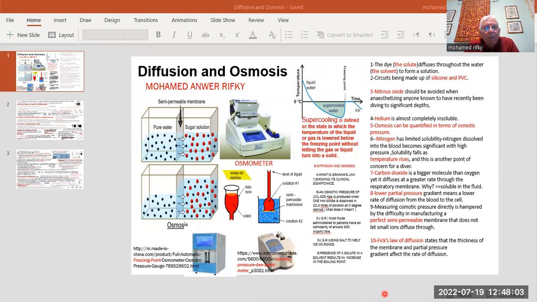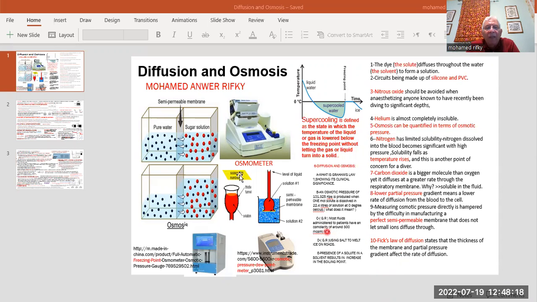بسم الله الرحمن الرحيم. Today we will discuss diffusion and osmosis. The first slide shows some illustrations I had got from the internet.